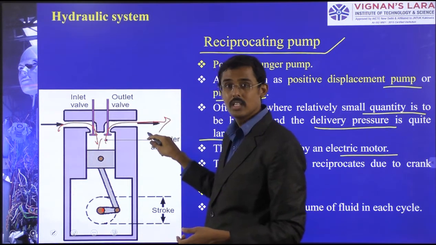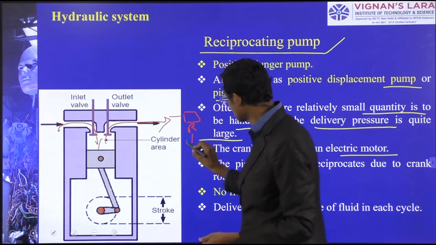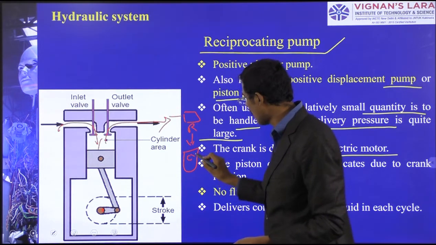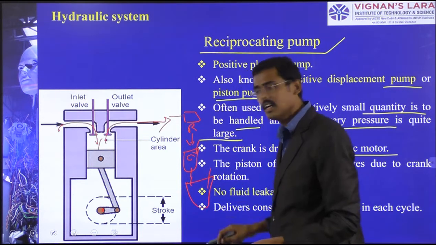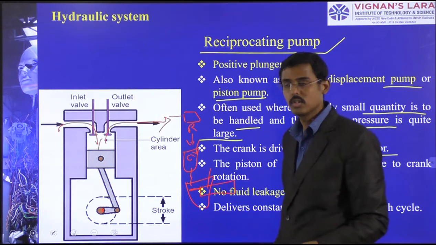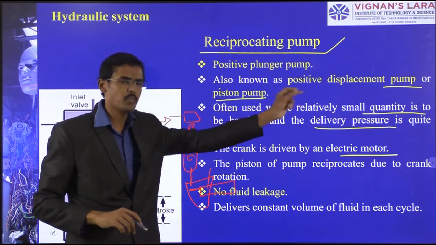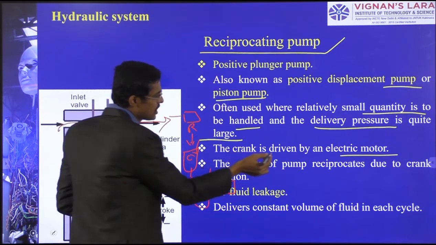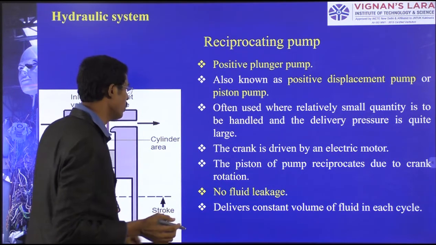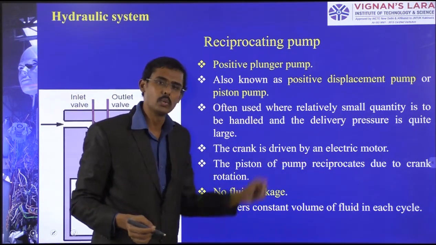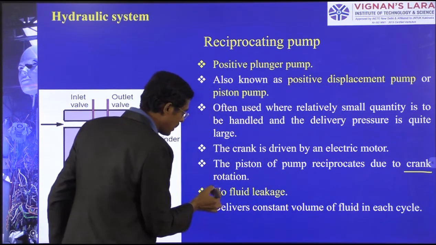These outputs are connected to the regulators, and side by side to the control valves, and from the control valves we connect to the piston in and out. So these cases are very easy. It is often used where a relatively small quantity is needed. The crank is driven by electric motors, and therefore the piston of the pump reciprocates due to the crank rotation.